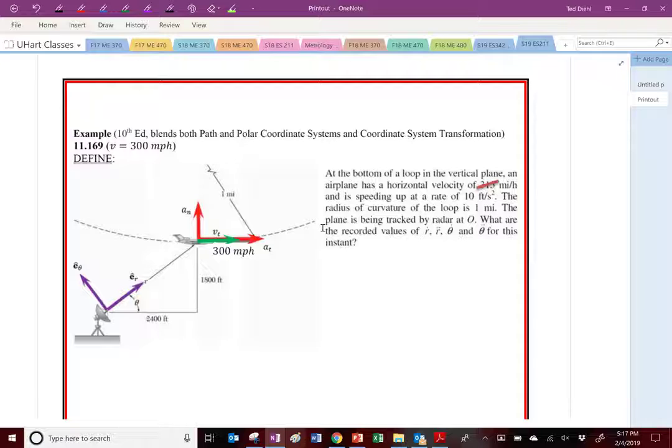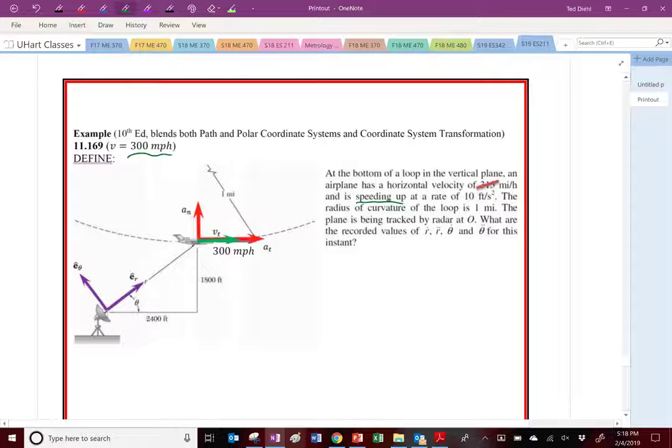So this airplane is taking a big old dip, and it's got this big bottom of a loop. I hope I'm not on this passenger plane while it makes a loop. But it's making a loop, and when it's at the bottom of this loop here, it's going 300 miles per hour, and it's speeding up, right? So that's an important thing.